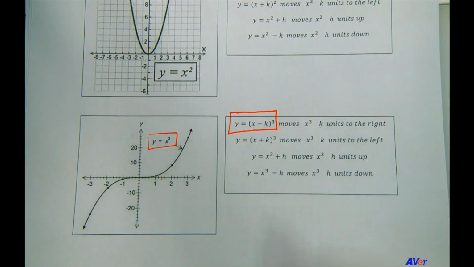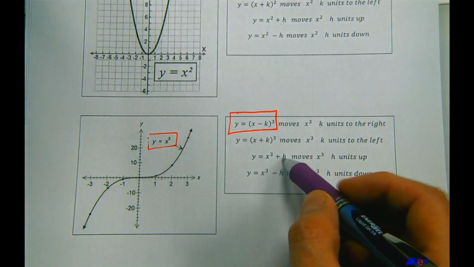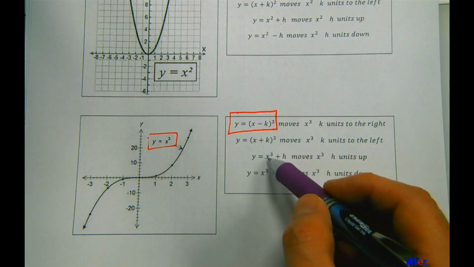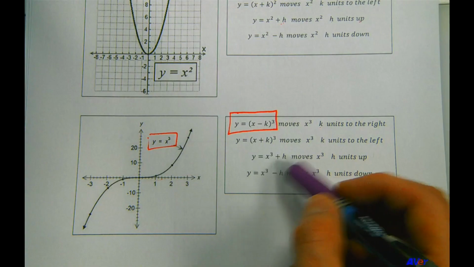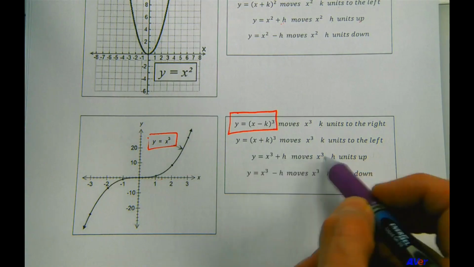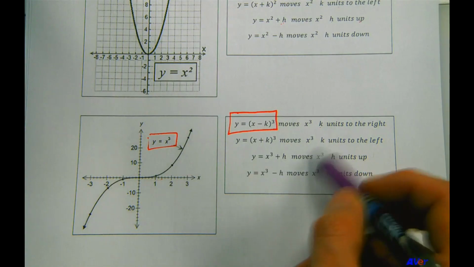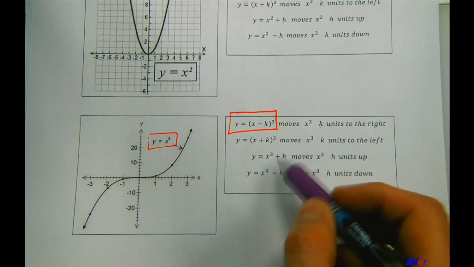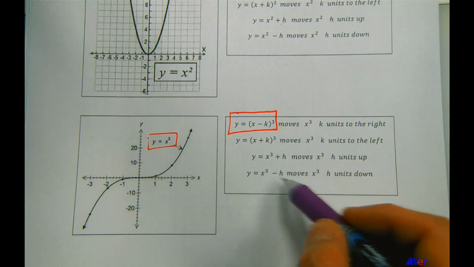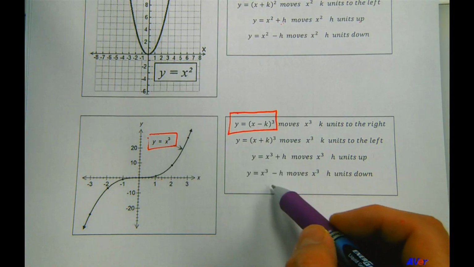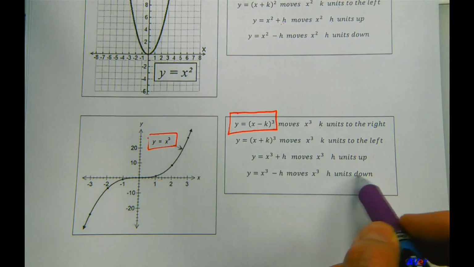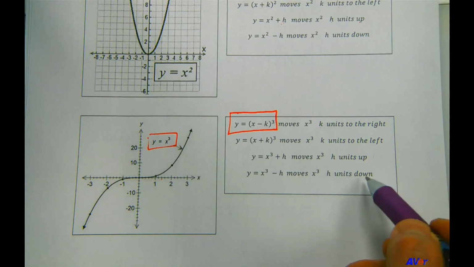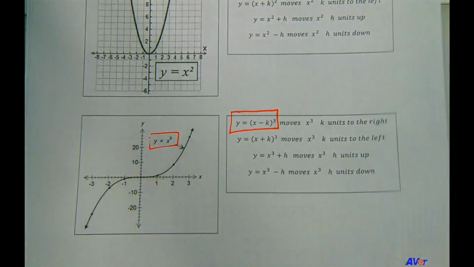So a positive operation in between means movement horizontally to the left, because k would have been negative. If h is some value on the outside of the cubic function added to it, that indicates that the function x cubed is moved h units up, and if it's minus h, that means the cubic function x cubed is moved h units down. Okay?